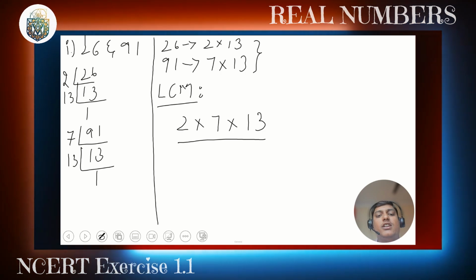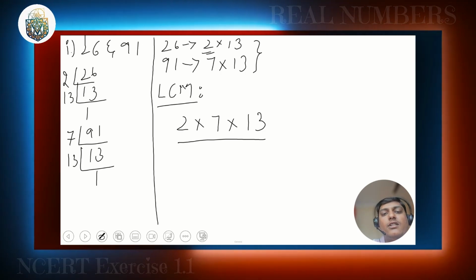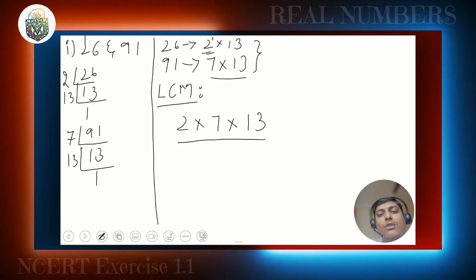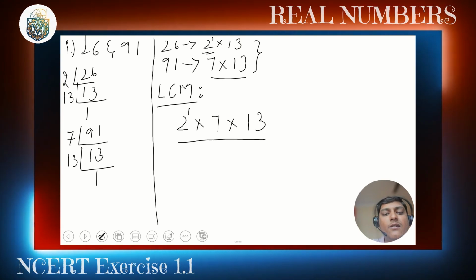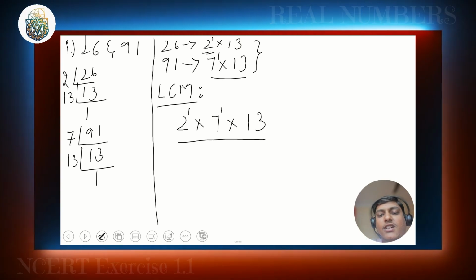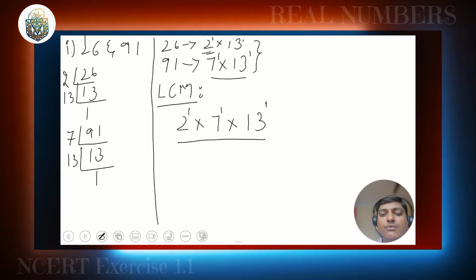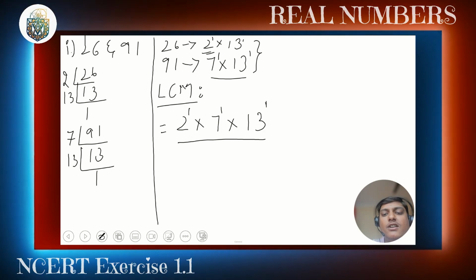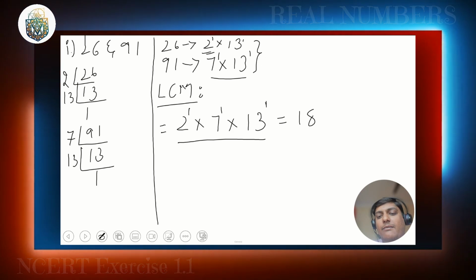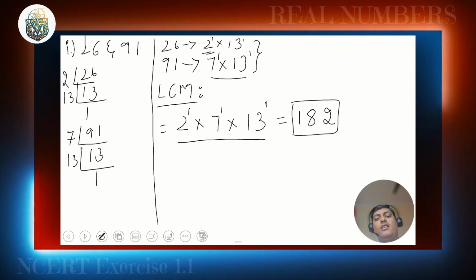Okay, now I have to give the greatest power. So what is the greatest power for 2? For 2, the power is only 1 here. Here there is no 2 at all, so the greatest power of 2 is 1. Then what is the greatest power of 7? 7 is also 1. Then what is the greatest power for 13? 13 is also 1. So the greatest power is 1. So my LCM is the product of these numbers. So 13 7s are 91, 91 2s are 182. So this is the LCM of the given two numbers.